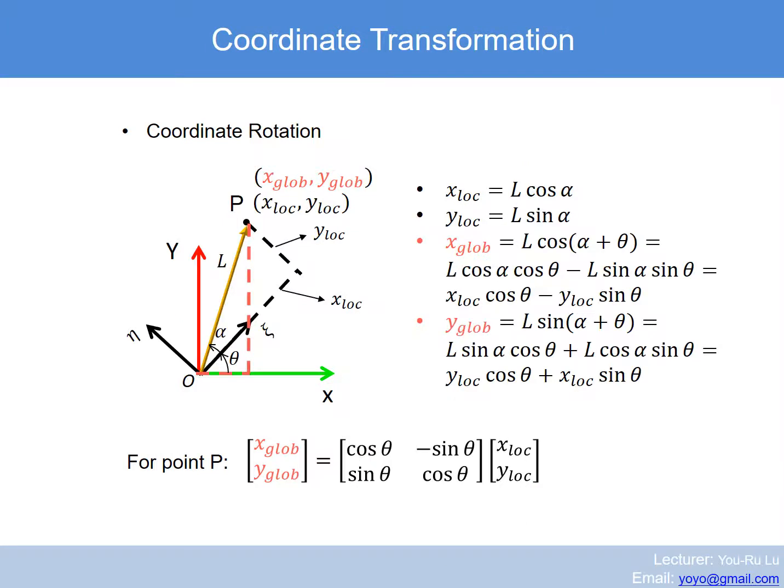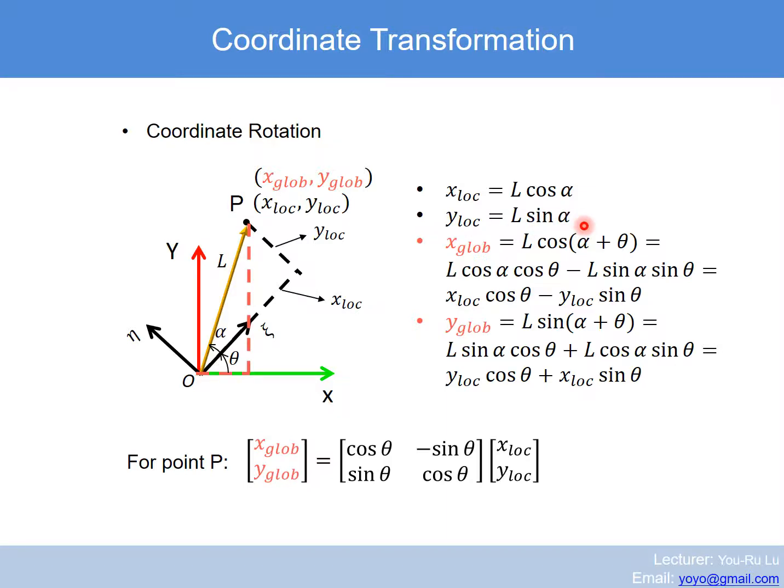Then for the coordinate rotation, things will be a little bit complicated. Same, we want to find the relationship between local and global coordinates. Here, we can use trigonometry to help us. In local coordinates, we say P is at x local, y local, which is the black dashed line. If we express it with vector length L and angle alpha, we will get x local equals L cosine alpha and y local equals L sine alpha.